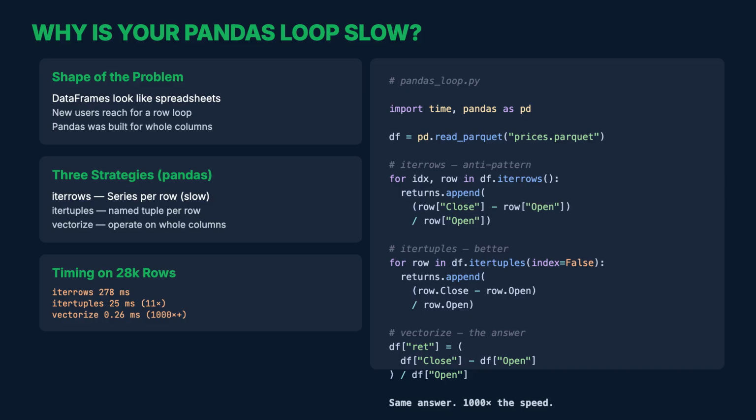Pandas data frames look like spreadsheets, so new users reach for what feels natural, a for loop, one row at a time. That works on 100 rows. On 28,000, the same code takes a quarter of a second. On 1,000,000, it takes minutes.